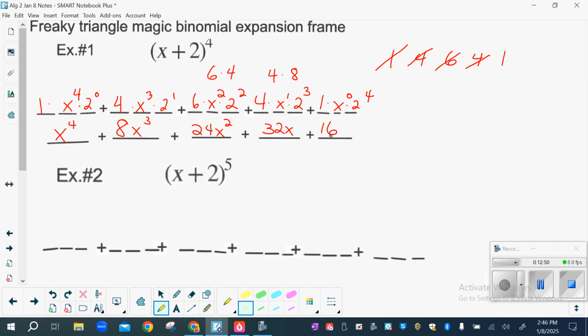I have a question. So do the ones just cancel out? They just don't matter, I multiplied by themselves. Yes, that's okay. Okay, so let's do one more and then I'm going to have you do one.